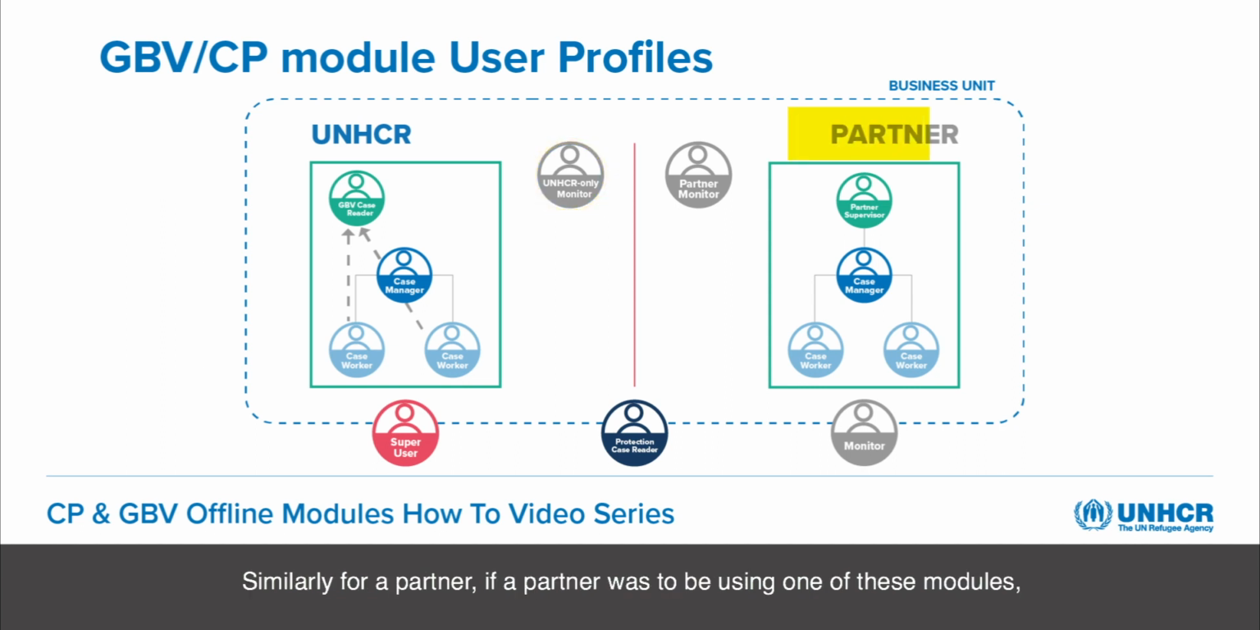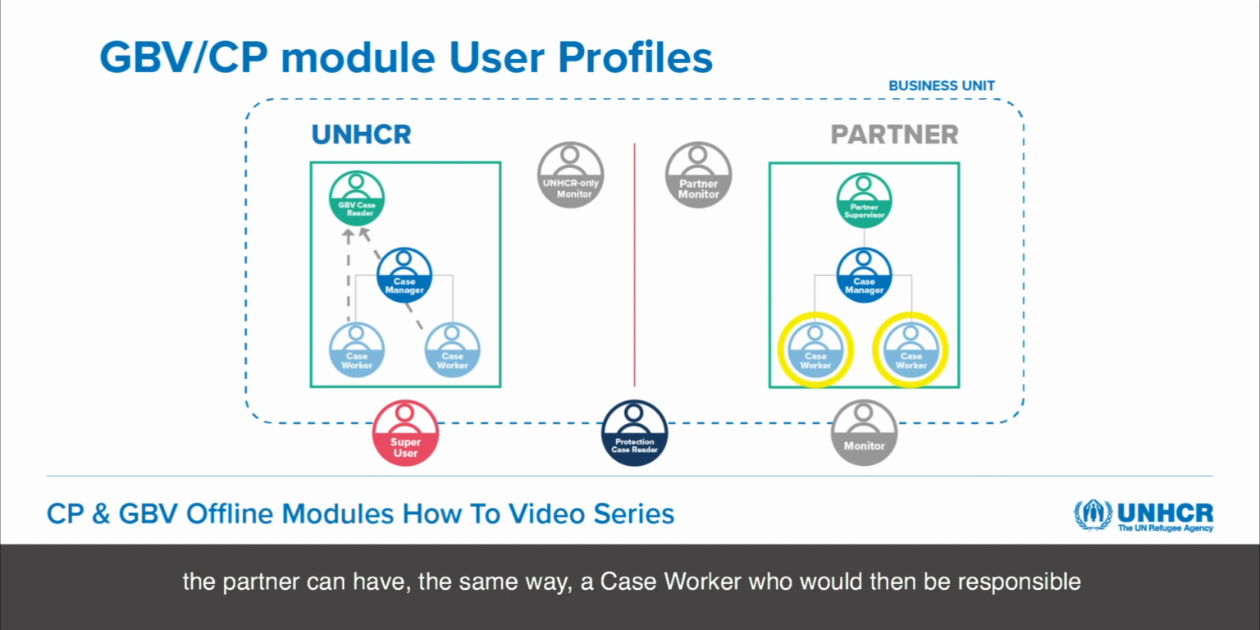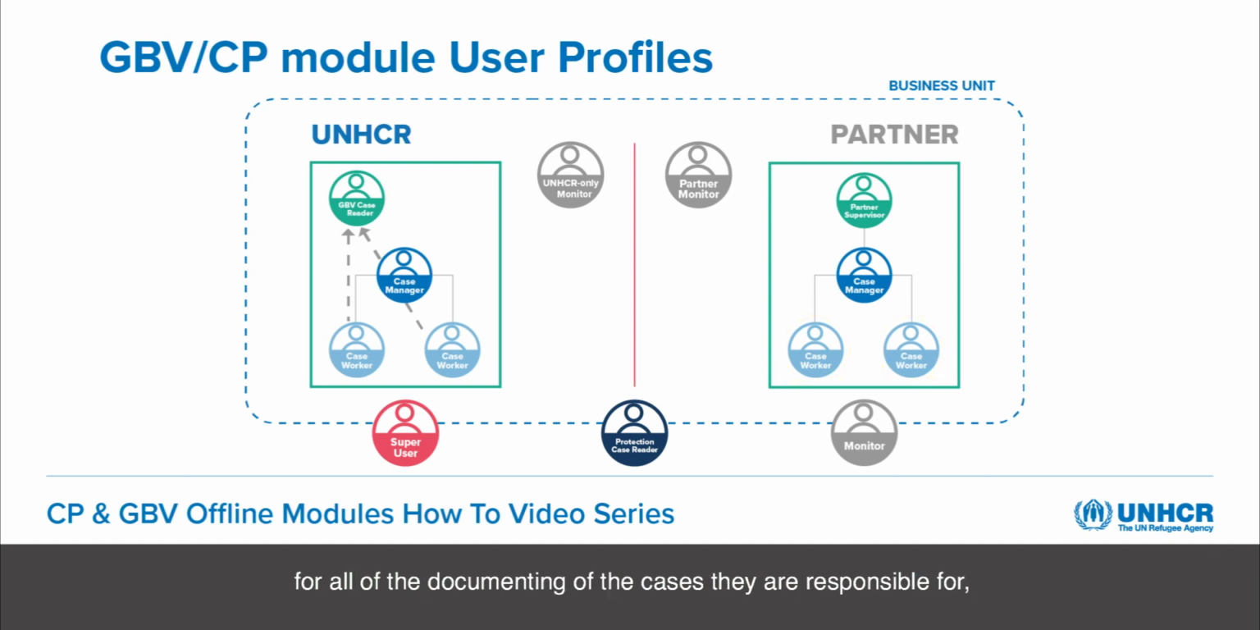Similarly, if a partner was to be using one of these modules, the partner can have, in the same way, a caseworker who would be responsible for all of the documentation of the cases they're responsible for, and a case manager who is able to see their cases as well as the caseworker's. And then they also have a different role called a partner supervisor, which allows for 3 levels of visibility, so that this partner supervisor would be able to see the cases of the case manager as well as those that the case manager supervises.